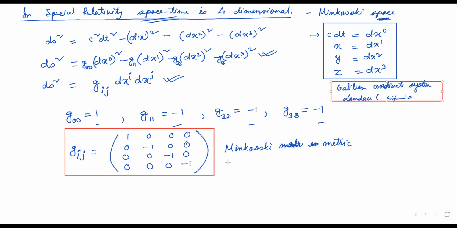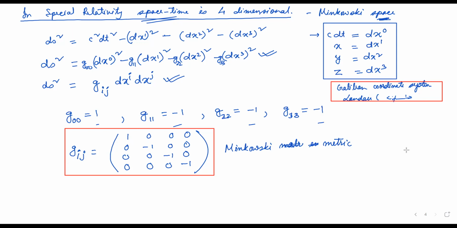But this is what you learned in your special theory of relativity, that the metric tensor has this form. And I want to emphasize that the metric tensor of the Minkowski space has this form only when you use the Galilean coordinate system, that is, the rectangular coordinate system.